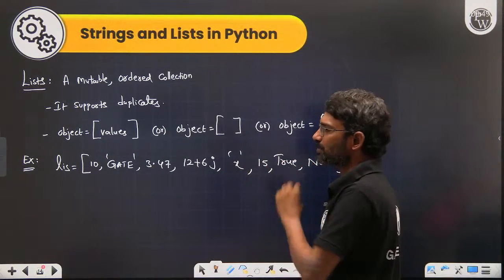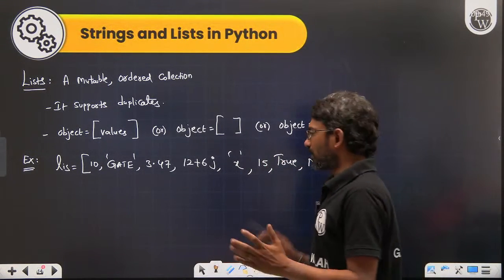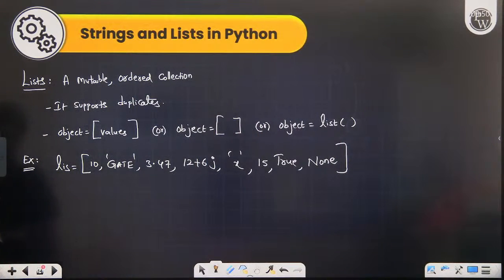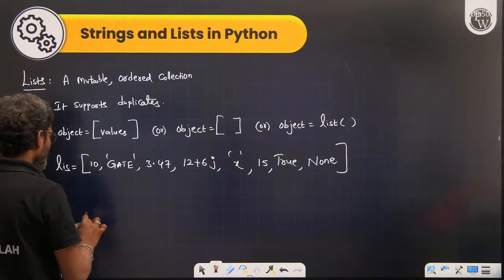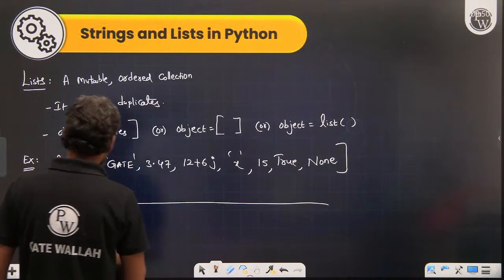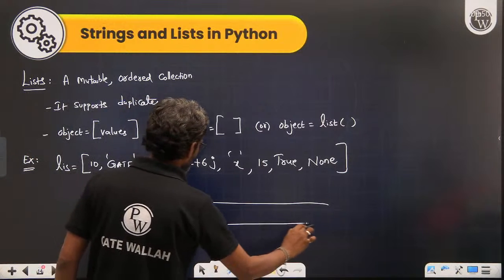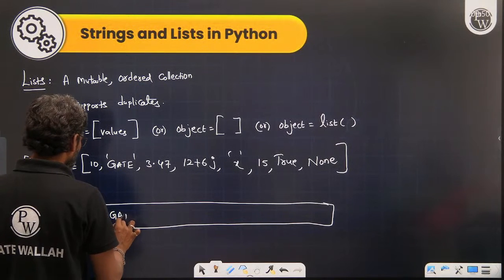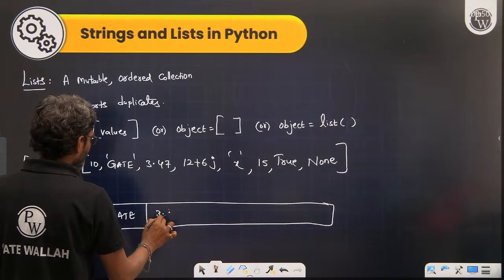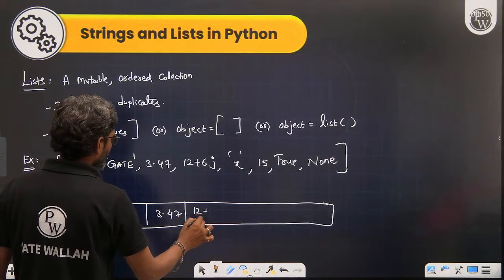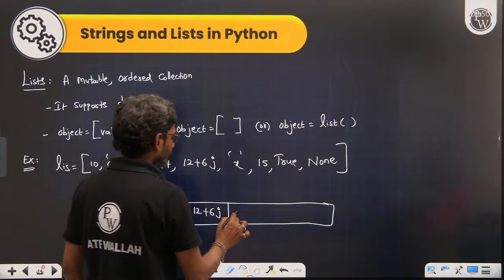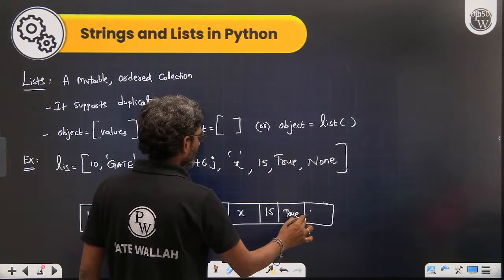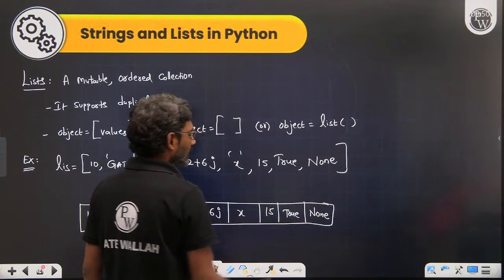So list supports different forms of data also. Okay. And here also how these get stored? 10, gate, 3.47, 12 plus 6j, x, 15, True, None.